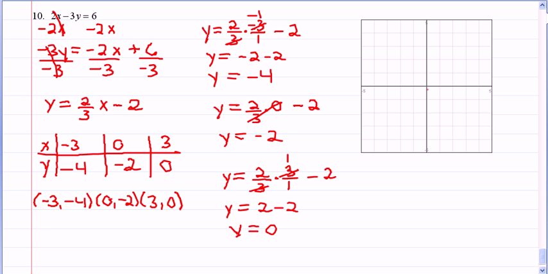So -3, -4 means left 3 and down 4. 0, -2 is just down 2. And 3, 0 is just right 3. Connect your points, and there's your line.